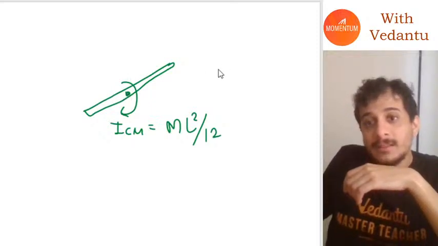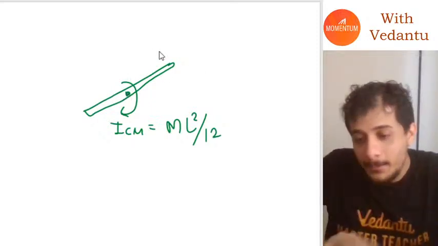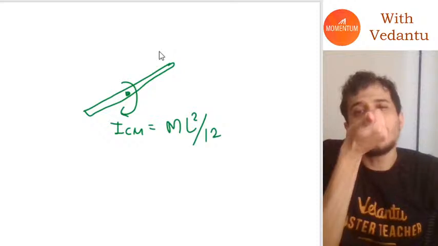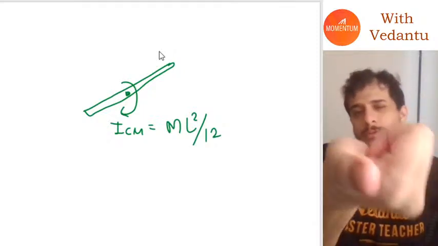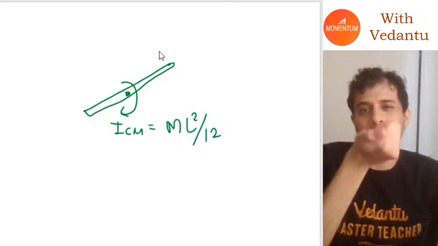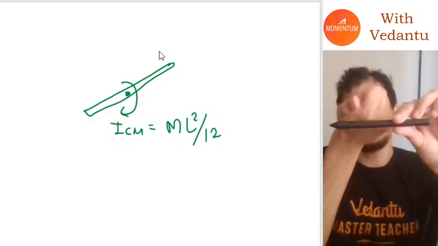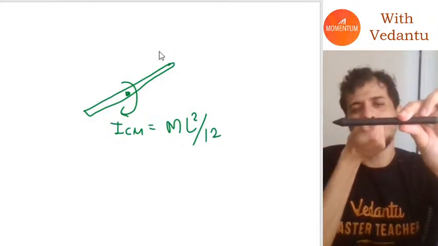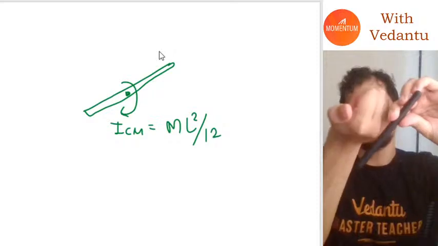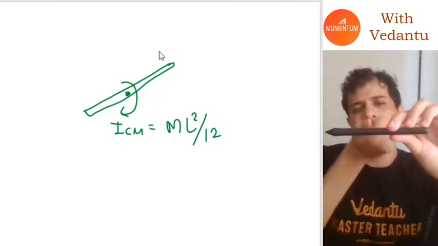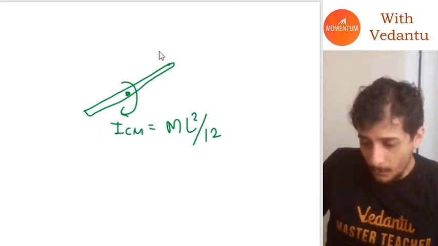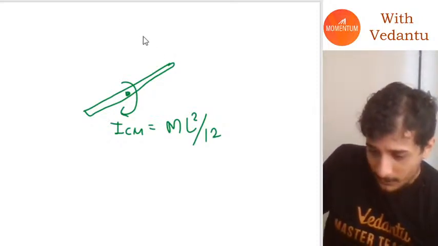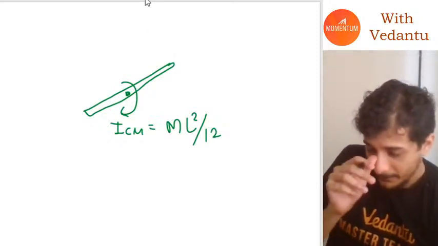Remember here, the rod is actually rotating about an axis which is coming out of the plane of the paper. So about that axis, it doesn't matter if the rod is horizontal or at an angle like this. I hope everybody understood.